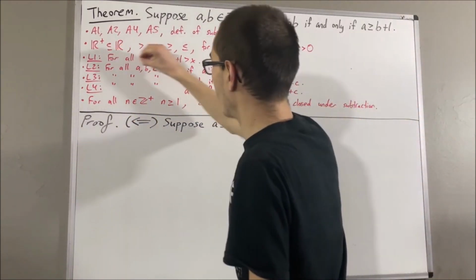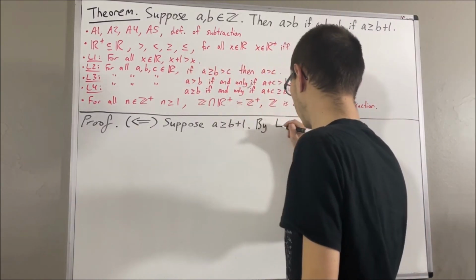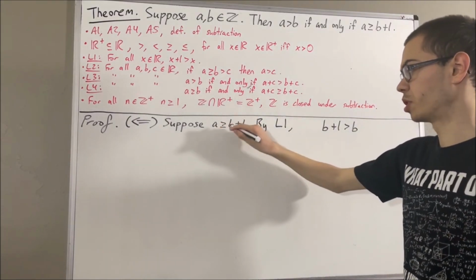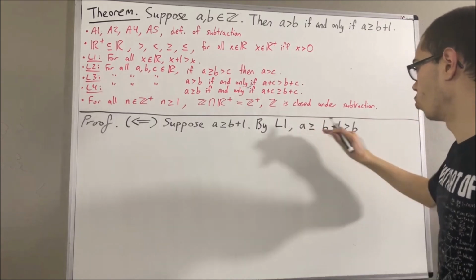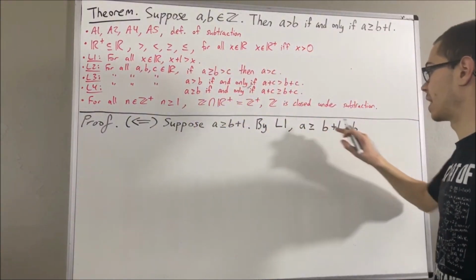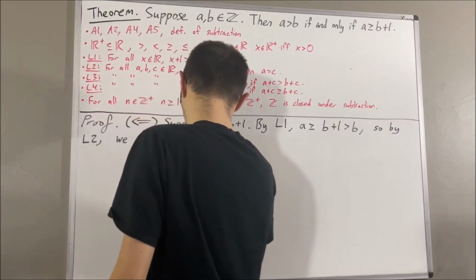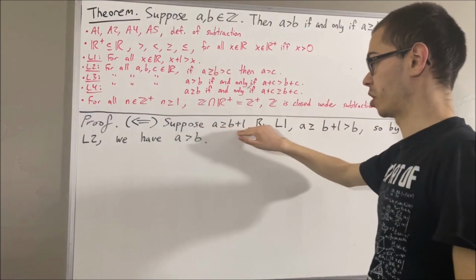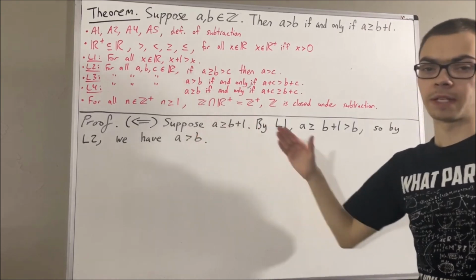Now, by L1, we have b plus 1 is greater than b. And also, let's remind ourselves a is greater than or equal to b plus 1. So I'm going to write a is greater than or equal here. So what we see here is, by L2, this implies a is greater than b. And that is exactly what we wanted to show. So we've shown if a is greater than or equal to b plus 1, then a is greater than b. So this proves the converse.